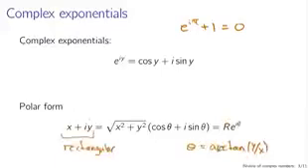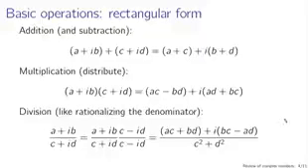But given these rectangular and polar forms of complex numbers, what do the basic operations look like? How do we manipulate these things? Well, addition and subtraction in rectangular form is straightforward. If we have a complex number, a plus ib, and we want to add to that a second complex number, c plus id, we just add the real parts, a and c, and we add the imaginary parts, b and d. This is just like adding in any other sort of algebraic expression.